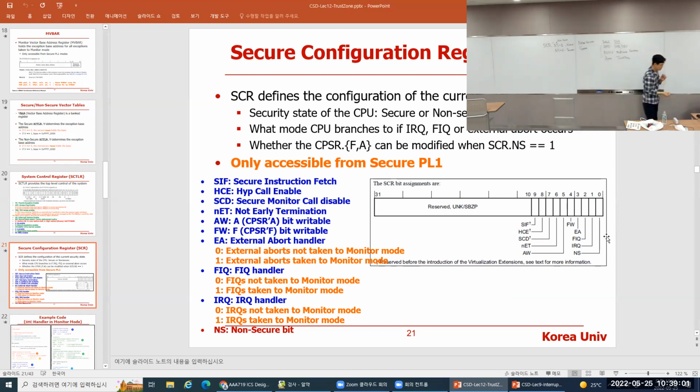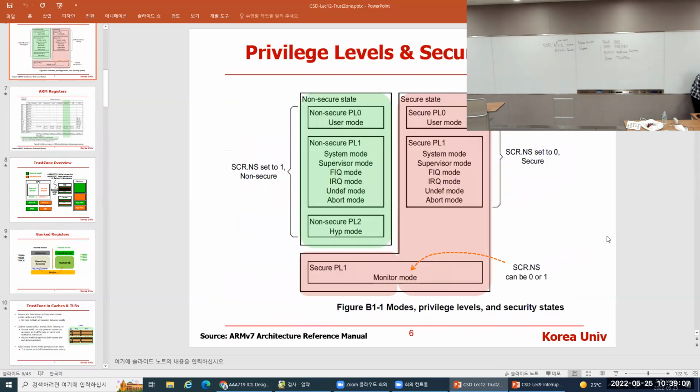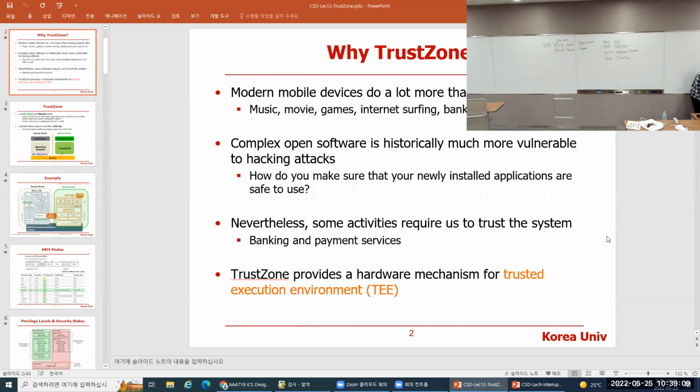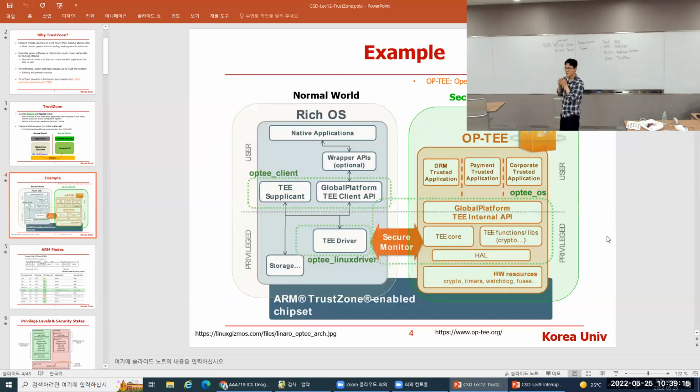Let's go back to this one. From now on, think about this usage case of TrustZone. This one is one usage case.